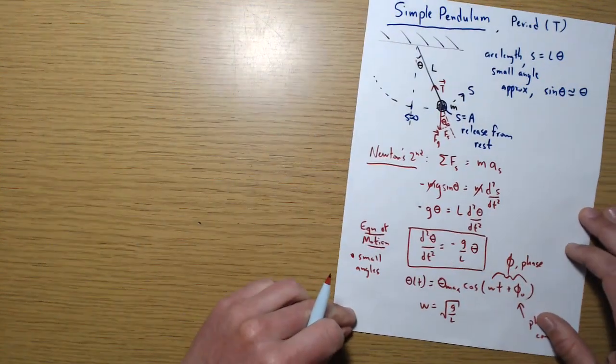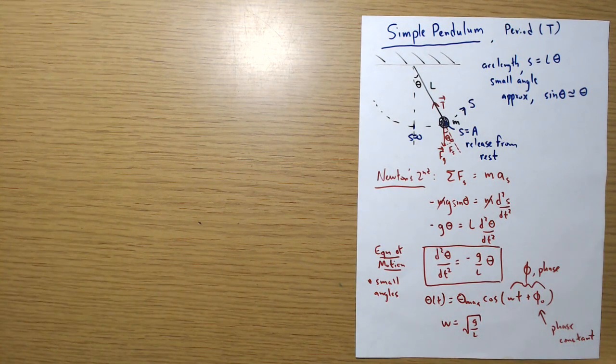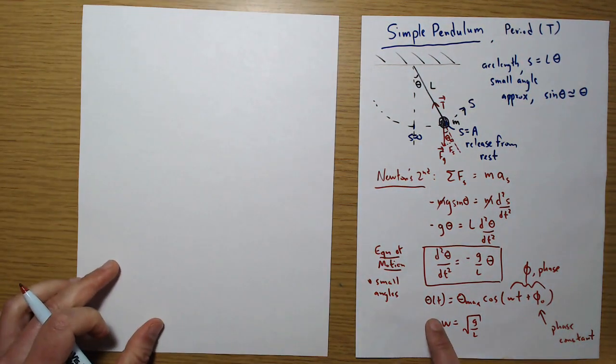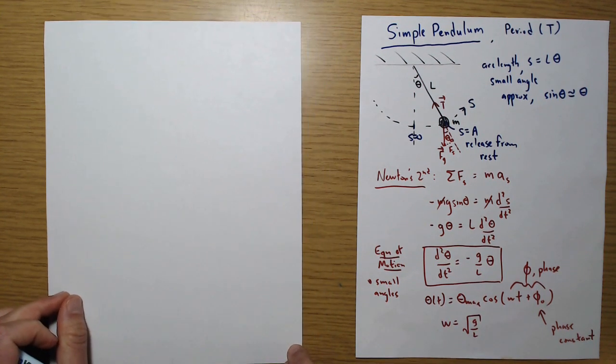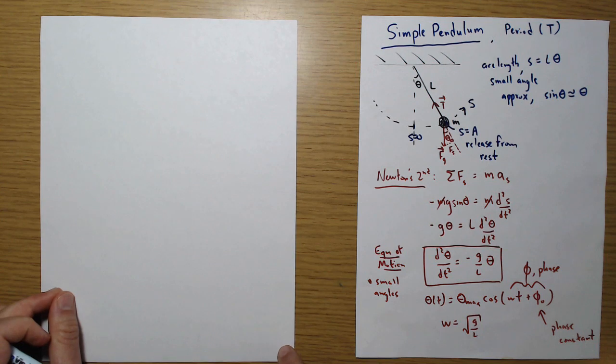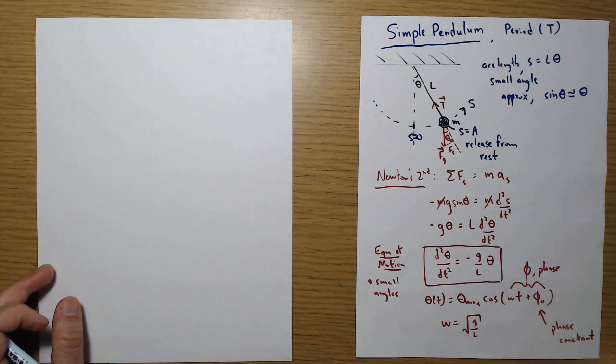So how do I know that this is actually the solution, or the equation of motion, for the pendulum? Well, just take the derivative of this equation twice, and you'll see that it satisfies that equation. Now, this doesn't show that it's the only solution, but it does show that it is, in fact, a solution because it satisfies the differential equation.